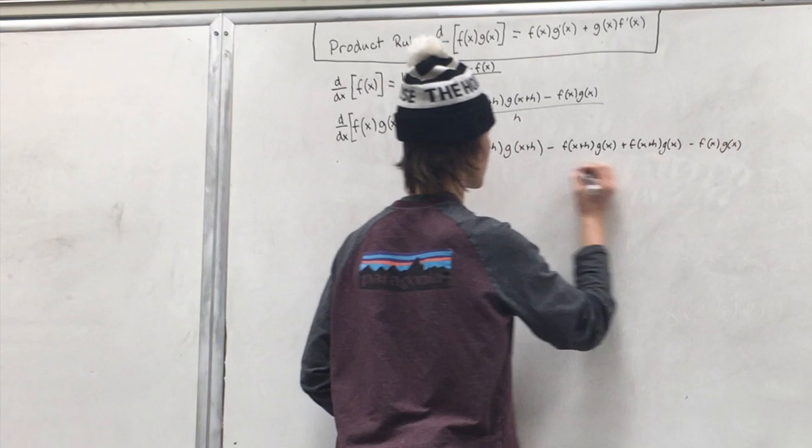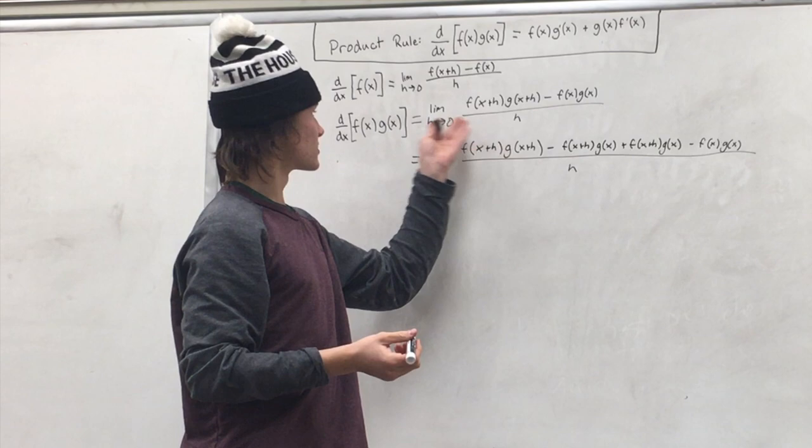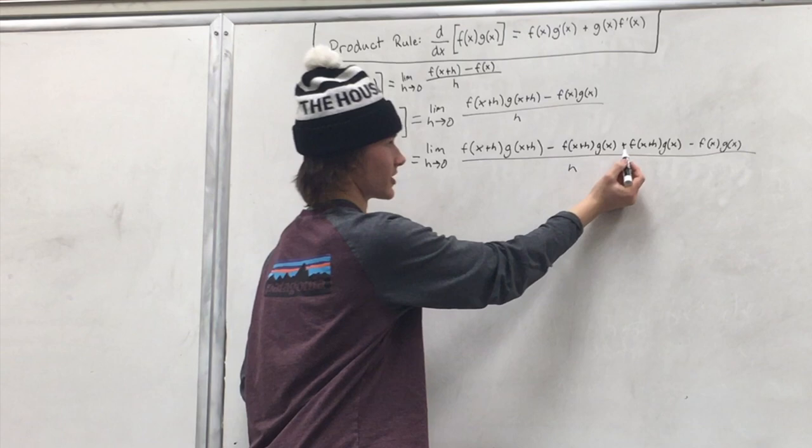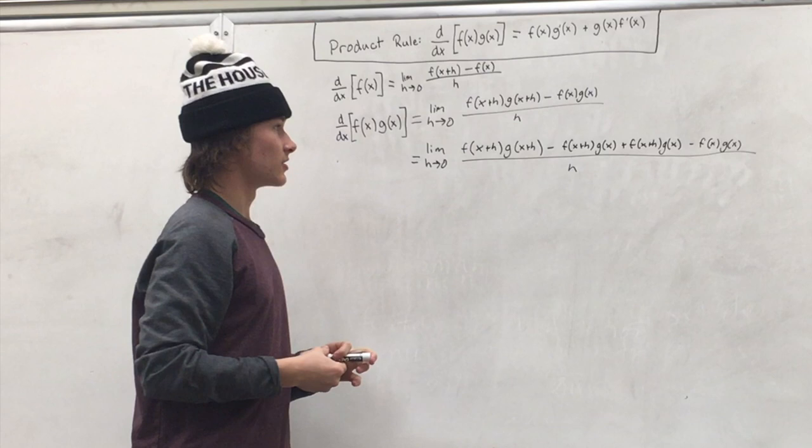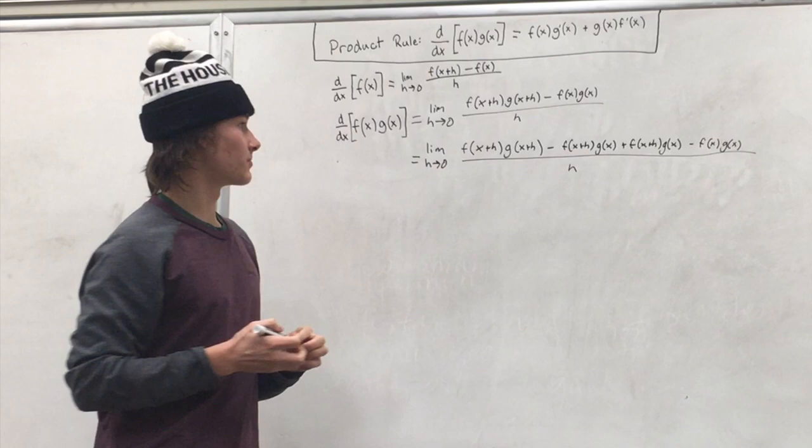So in doing this, we haven't changed this equation in any way, as we have the minus f of x plus h times g of x plus f of x plus h times g of x. So it stays constant, but we're adding this to the equation as a whole, inserting it so that we can begin to manipulate this equation algebraically to get what we want from it.